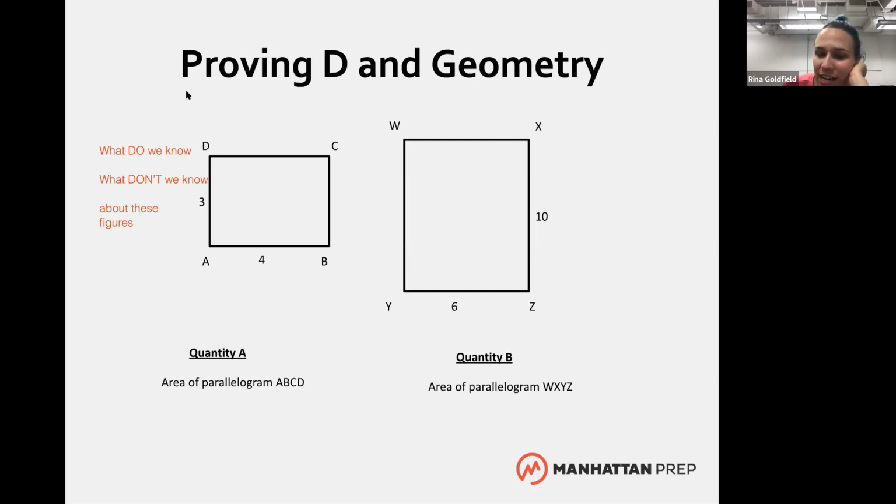Okay, so we know the side lengths. Good. We know the opposite sides have the same measurement, so I can add that in, right? If that side is 10, that side is 10, this side is 6, this side is 6. So I can add in these other side lengths.